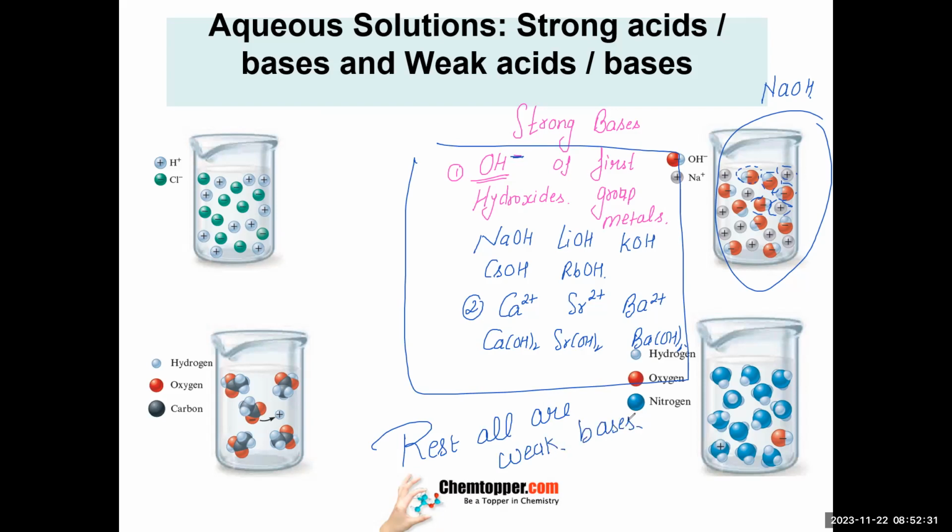It's a very simple rule which you can memorize, right? Practice and memorize. Like if I say ammonia is a base, so what do you think? Is it a strong base or weak base? Because it falls in the rest-all category. It is not part of your first group metals. It is not part of these three elements of the second group. So what is it? It's a weak base.